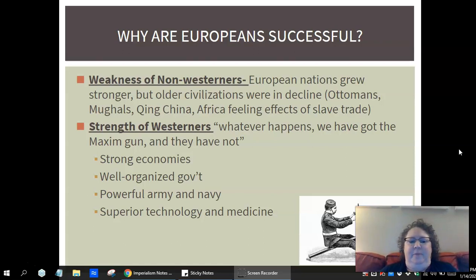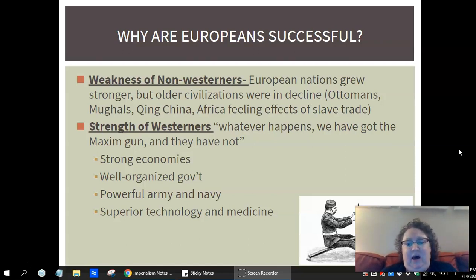Now, what is it that the Europeans bring in that make them so successful? Well, obviously, they've got strong economies, so they have the money, the backing, they have very strong organized governments, but the military might really makes a big difference. There was this famous quote, "Whatever happens, we have the Maxim gun and they have not." And if you look down in the corner there, that is the Maxim gun, which obviously looks kind of like an automatic weapon. And you can imagine a Maxim gun against spears. It just doesn't have the same impact.